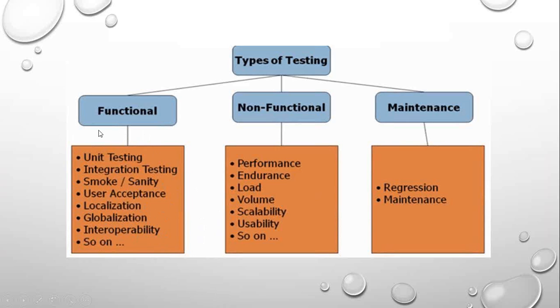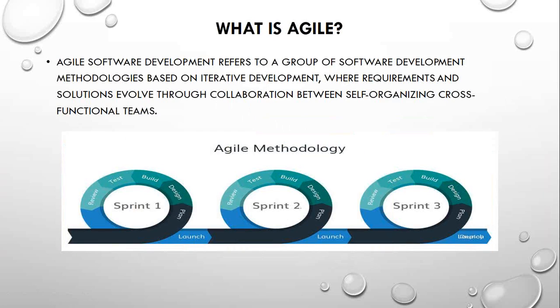So all these types come under functional. In non-functional we have performance, endurance, load, volume, scalability, like that. And maintenance: basically regression testing is important. It comes under maintenance because it is a never-ending process, right? So this is very, very important.